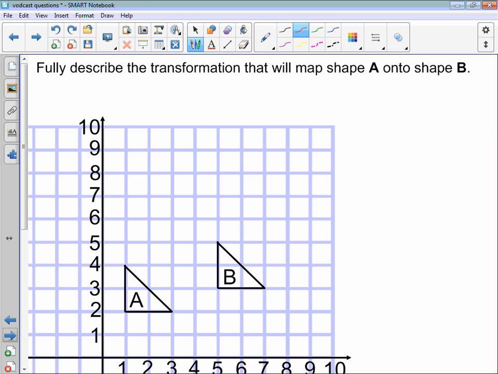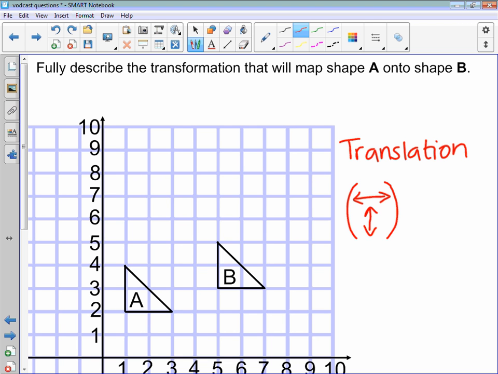The first thing we need to write down is that it is a translation. Now, to describe the translation, we need to write a vector. A vector is written in brackets with one number above another. The top number tells us how far left or right the shape has moved, and the bottom number tells us how far up or down it has moved.